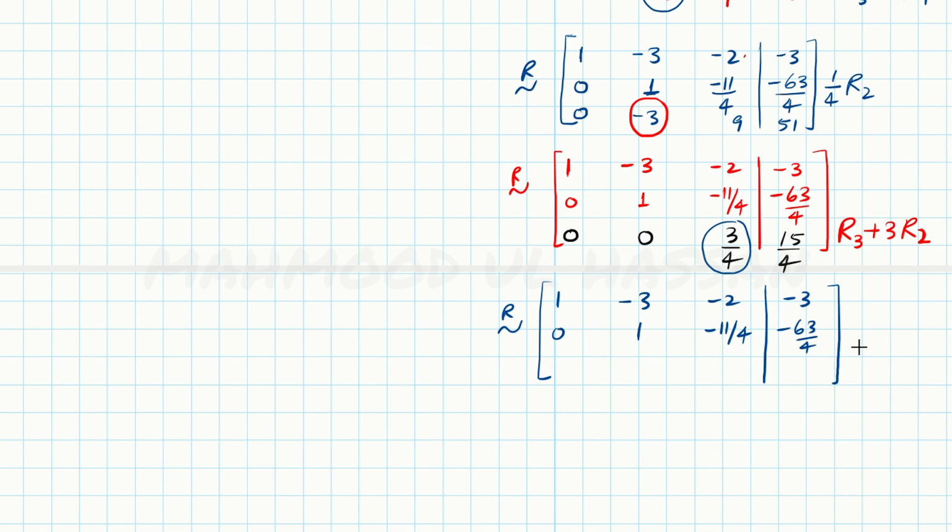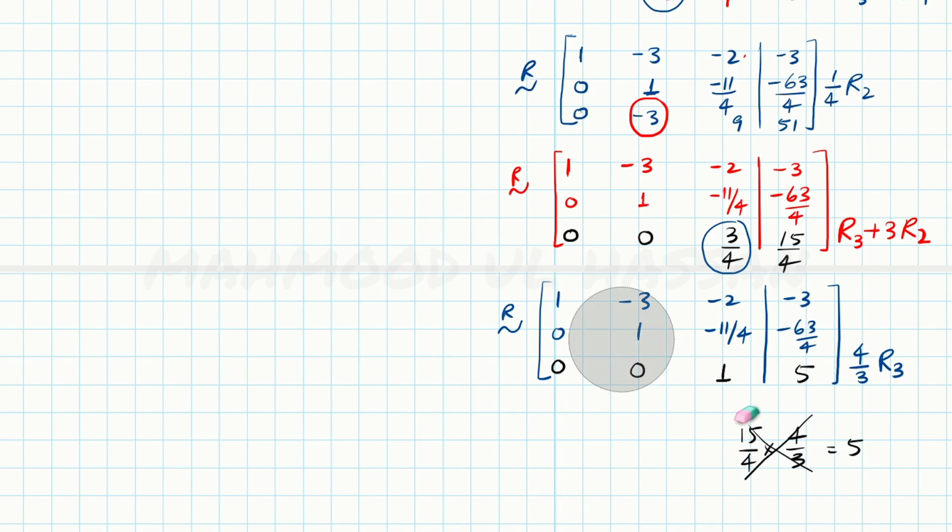And now we are going to multiply the reciprocal of 3/4, which is 4/3, with row 3. So multiplying with row 3, this is 0, this is 0, and when we multiply the reciprocal of 3/4 with 3/4, that becomes 1. And now multiplying 15/4 with 4/3, that becomes 5. So here we get 5.